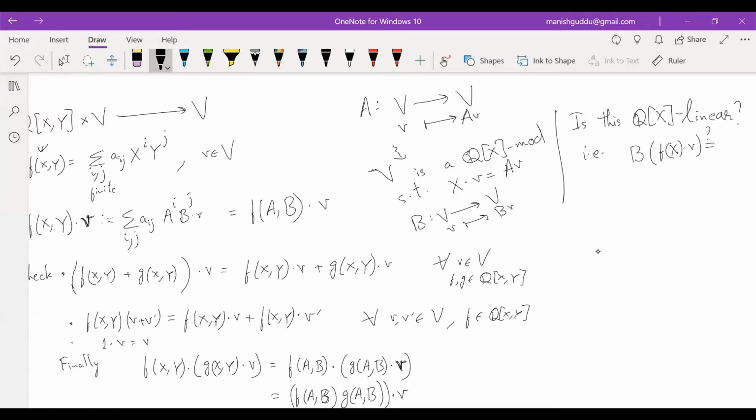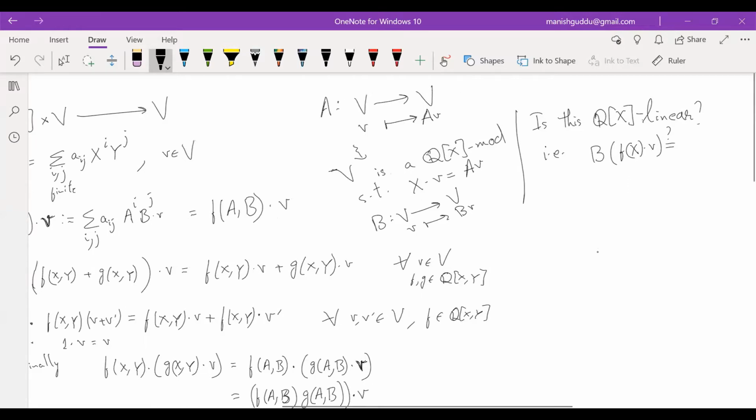So for Q[X] linear, the additive part is okay. We only have to check whether scalar multiplication is okay. Is it the same as f(x) dot Bv? So this equality one has to check. But we know what this Q[X] module structure is. So f(x) dot v happens to be f(A) times v. This was the description in our result.